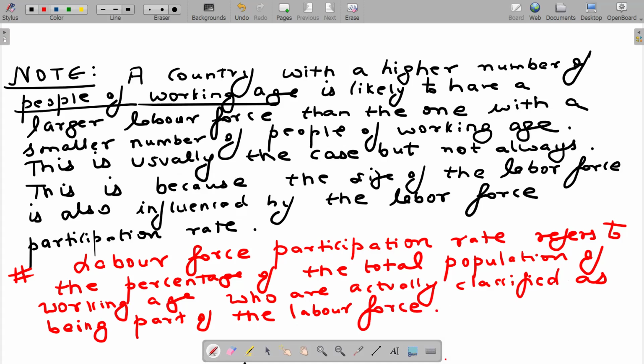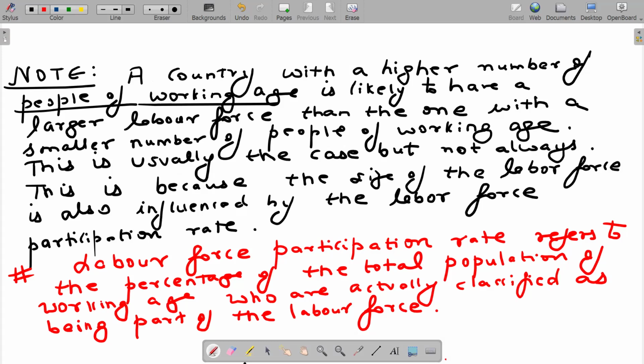So labor force participation rate means what percentage of the total working population is actually a part of the labor force. That means what percentage of the total working population is actually willing to work. I repeat, labor force participation rate refers to what percentage of the total working population is willing to work. Those who are willing to work are automatically a part of the labor force, whether employed or unemployed. So I hope all students are clear with this.